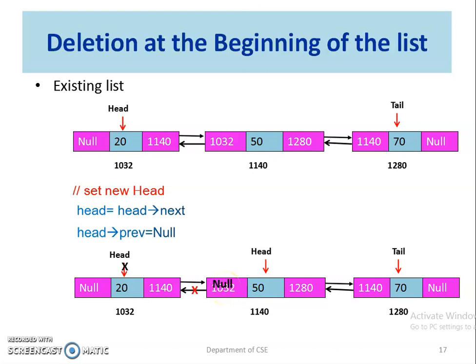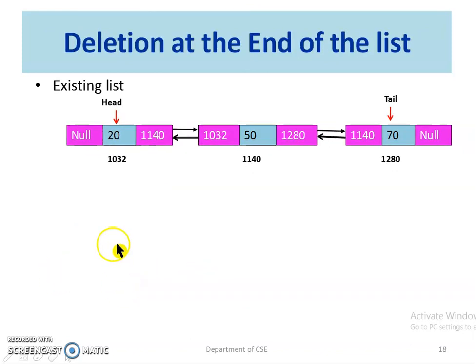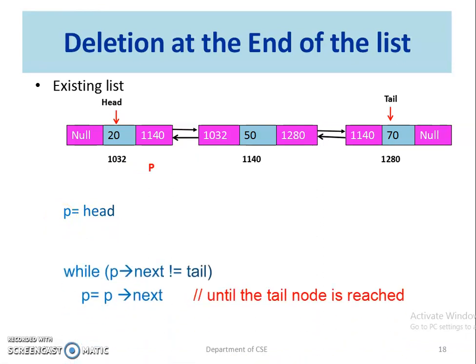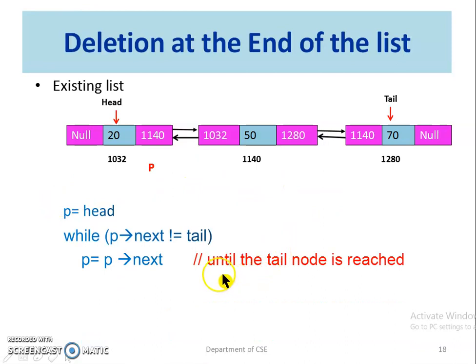Now let us see how the deletion of the node at the end of the list is carried out. Consider the example list shown. To reach the end of the list, make use of a temporary pointer p to point to the head node initially. Make the pointer p traverse through the list until the node before the tail node is reached.